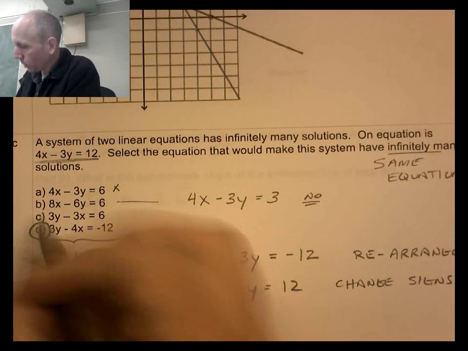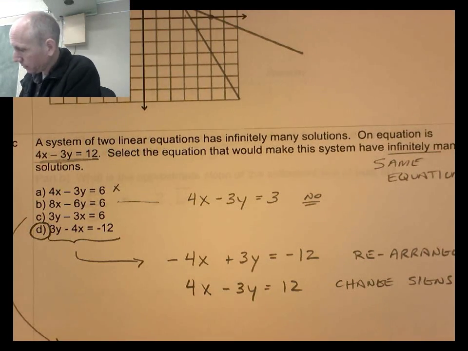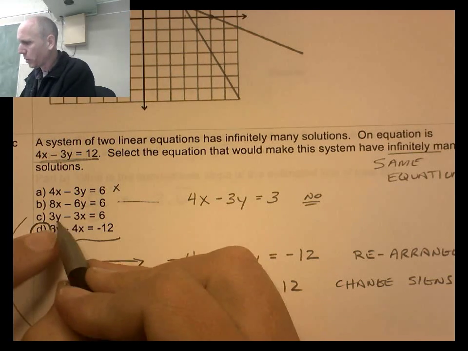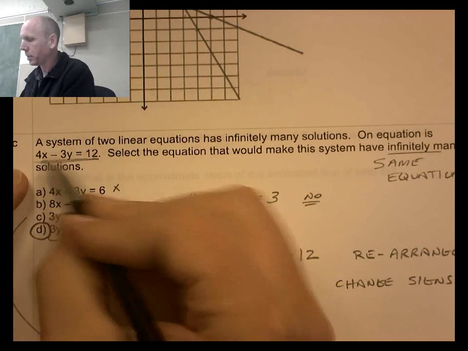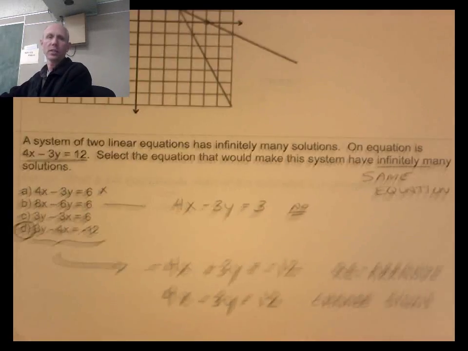And I guess C just doesn't work. Let me try C. Well, no, look, 3y and 3x. There's no way I'm going to be able to change that into a 4 and a 3. That's why I stopped early on it.